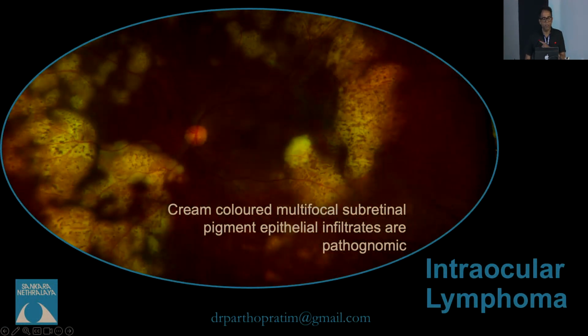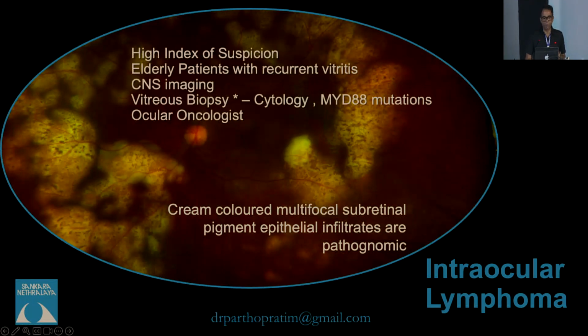The second is if you see this kind of cream-colored multifocal subretinal infiltrates in an elderly patient, then you have to suspect the diagnosis of intraocular lymphoma. So in elderly patients, you have to do CNS imaging, you may have to do a vitreous biopsy to take the sample for cytology and mutation, and you have to consult an ocular oncologist.